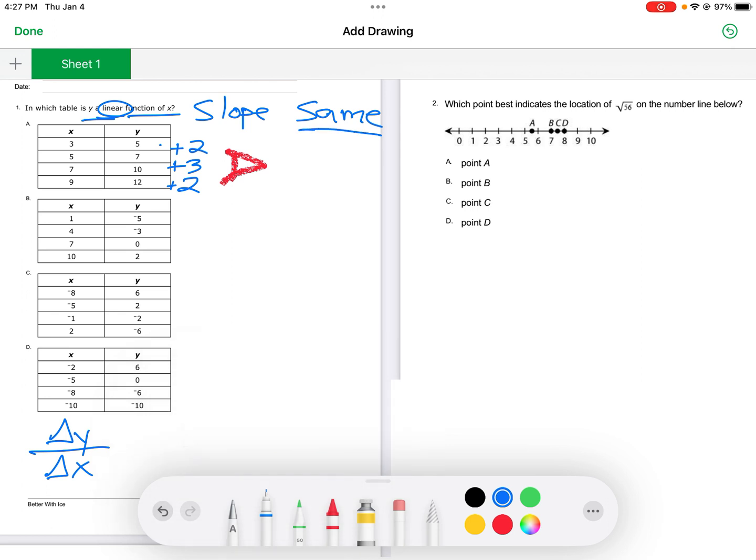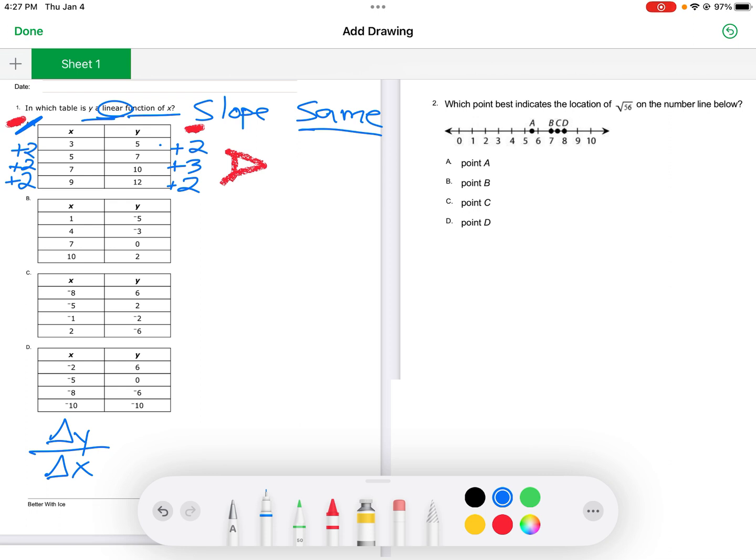So let's see. From 3 to 5, plus 2. 5 to 7, plus 2. And 7 to 9 is plus 2. Well, this entire side here stays the same while this side changes, so this is not going to be linear because that slope is not constant. Now we'll check table B.